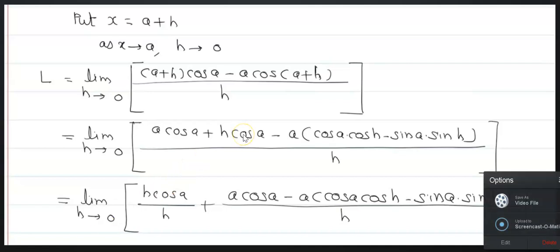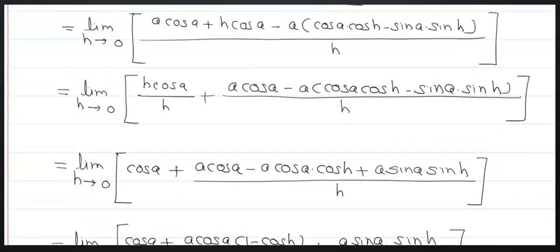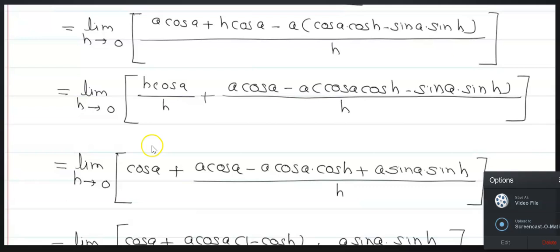That is h cos a divided by h, and for the other terms, a cos a minus a (cos a cos h minus sin a sin h). See this here. Now this h gets cancelled, limit h tends to 0, cos a, this is a constant. Next is a cos a minus a cos a into cos h plus a sin a into sin h.